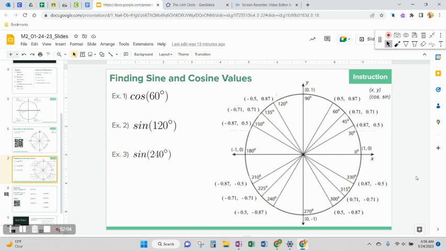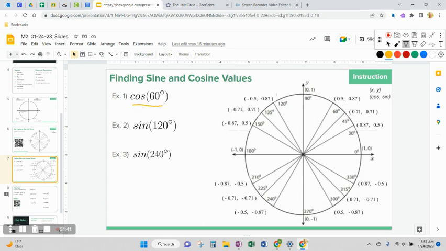So the final thing I want to show you today is being able to find sine and cosine values now that you've built out this unit circle. So in example 1 here, we are being asked to find the cosine of 60 degrees. So let me just first mark this. I'm going to treat this as our gold problem here. So I'm going to underline this cosine of 60 degrees.